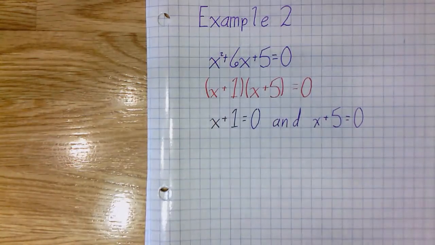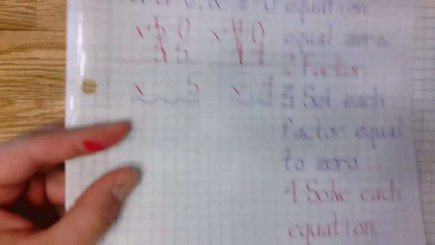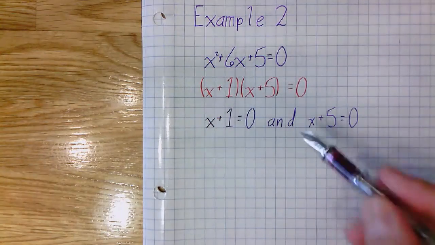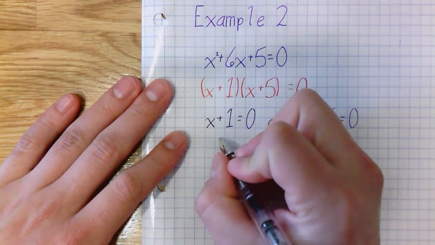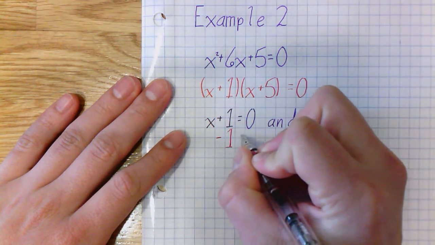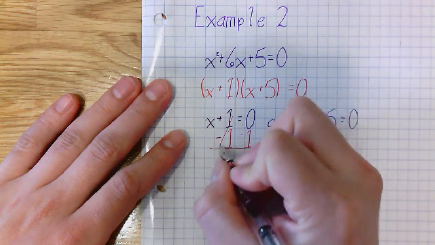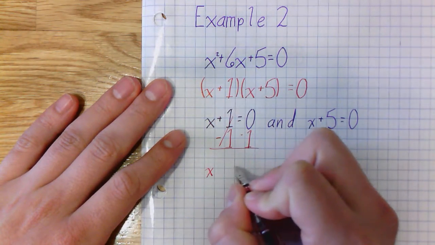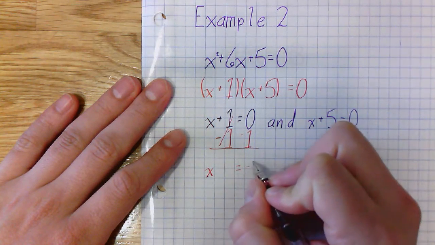All right. So now we are done with setting our factors equal to 0. That's how easy that was. You just put a equals 0. Now, step 4 is we're going to solve these equations. So if I want to get rid of this plus 1, we have to subtract 1. So we're going to do minus 1 on both sides. So these cancel. So we bring down our x, bring down our equals, 0 minus 1 is negative 1.